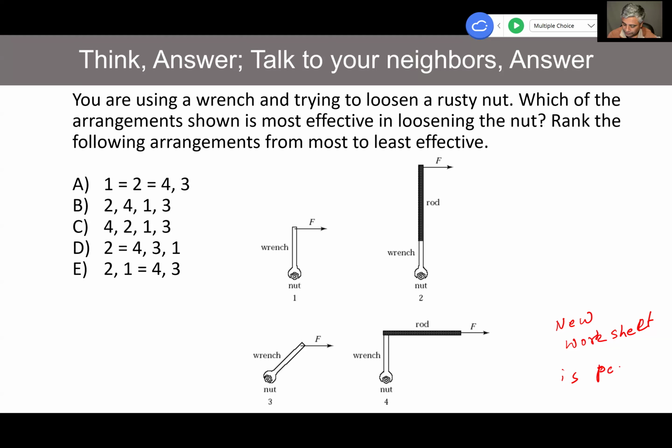It's posted inside the worksheet folder. Worksheet and feedback folder, I think. Okay, so it's already there.